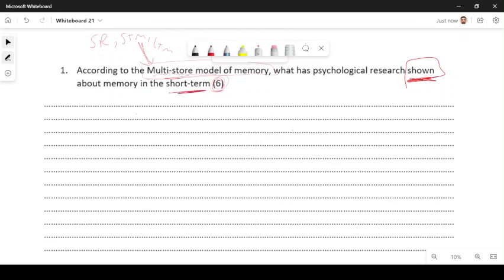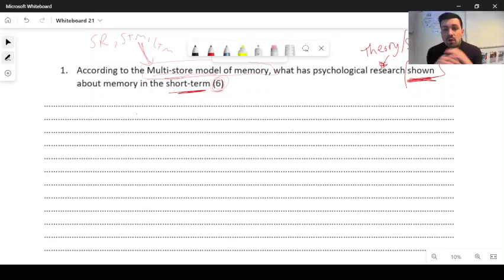And remember this word over here, research, is crucial, because this can be theory or study. So a lot of people may look at this and think straight away, right, I need to jump straight into all the studies, all those little mini studies which a lot of people talk about. But for this particular question, what you can do is focus mainly on what the research has shown. So what you don't want to do for this particular question is describe all of the multi-store model.